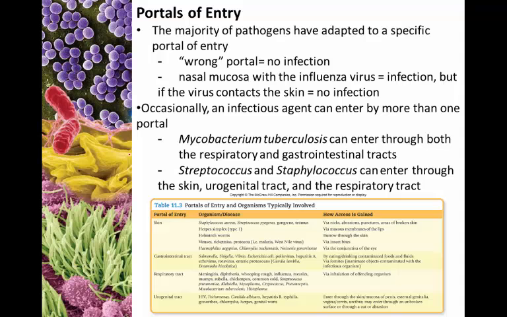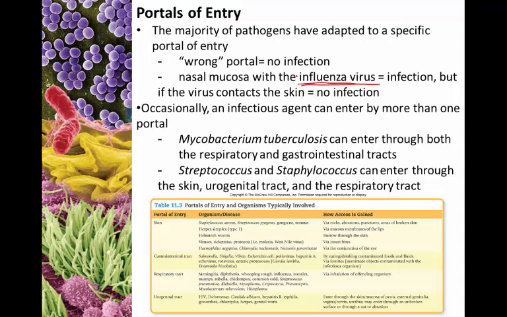An example of this, the nasal mucosa with the influenza virus, okay, will cause an infection. So the result there is actually infection. But if the virus makes contact with the skin, you get no infection. So touching influenza virus isn't what's going to make you sick. It's going to be touching it and then rubbing your nose or breathing it in after somebody coughs it. It's got to come in through the nasal mucosa.